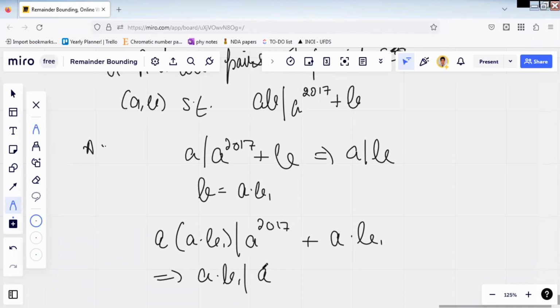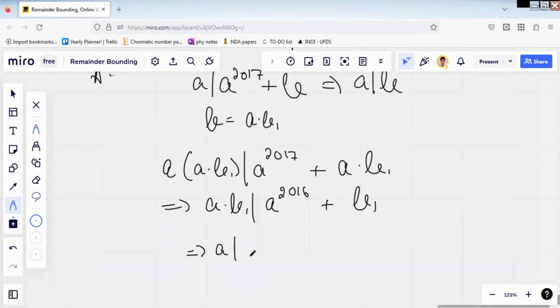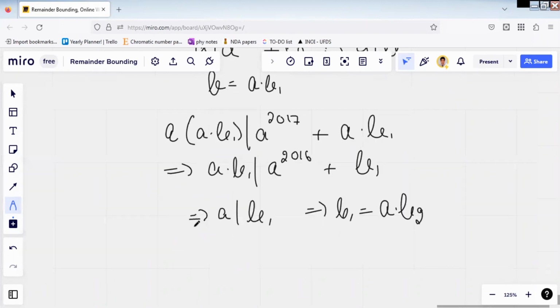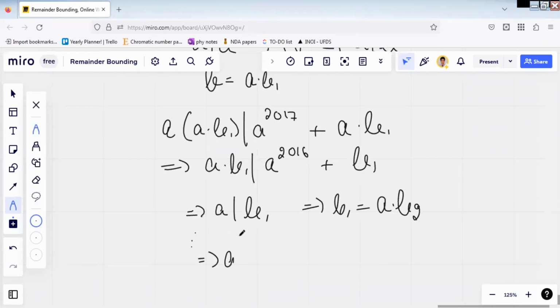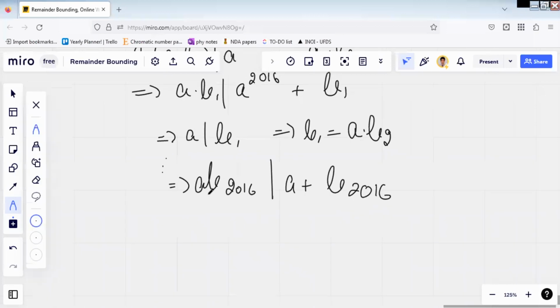This is to the 2016, right? Yeah. And then you similarly get that A also divides B1, which means B1 equals A times B2. And you'll basically keep on doing this. Eventually you'll get AB2016 divides A plus B2016. What do you do now? Now again A must divide B2016.